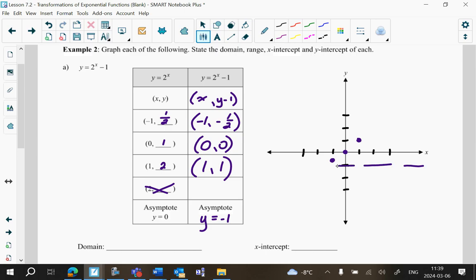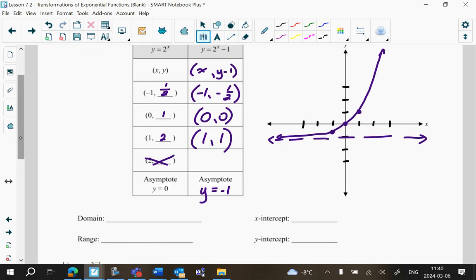So once you get your asymptote in, you should be able to sketch the graph. Okay, we've got a curve going on here, and we've got the left-hand side heading towards the asymptote. A little practice with some properties. What's the domain of this? Left to right? Negative infinity to positive infinity.